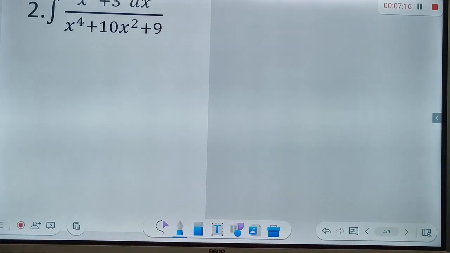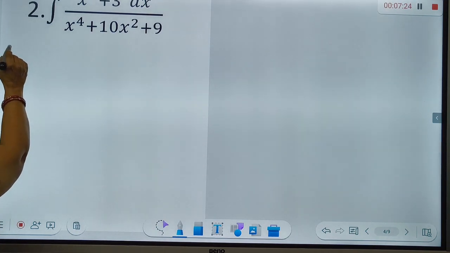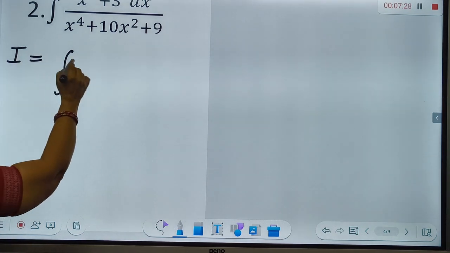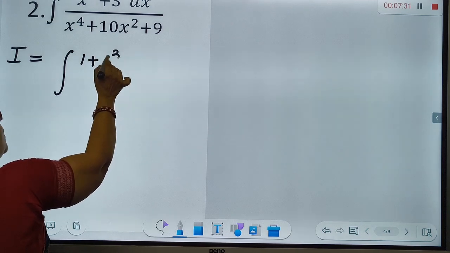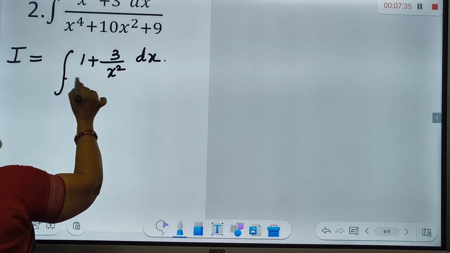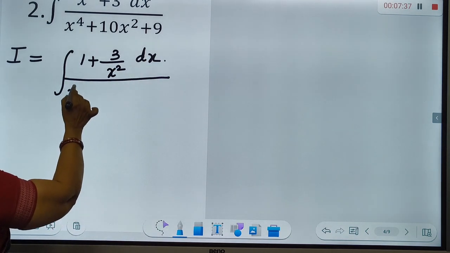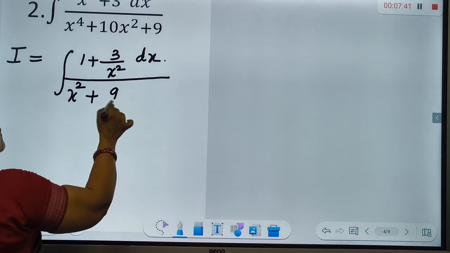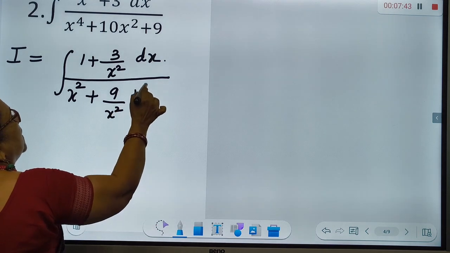Look at this function. Here also in the denominator we have x power 4. So I am again going to use a similar technique. I will be equal to the integral of, I am going to divide by x square. So what will I get? 1 by 1 plus 3 by x square dx. Denominator is x square plus 9 by x square plus 10.